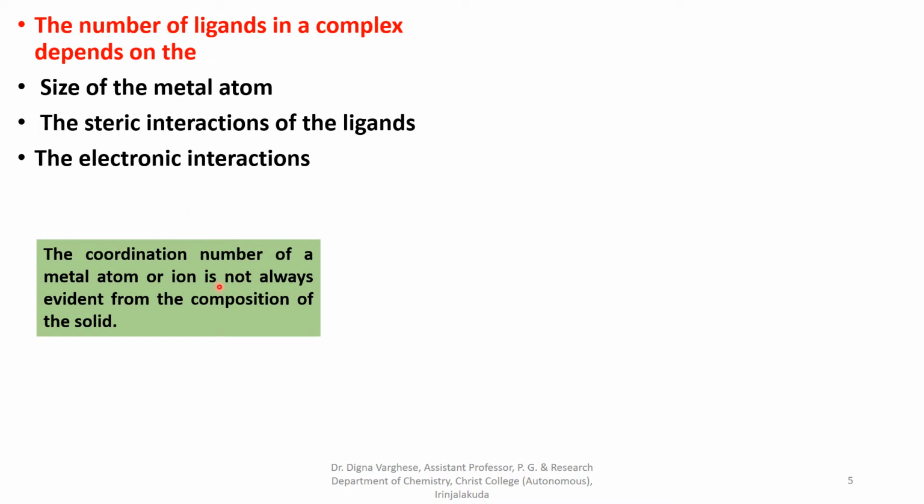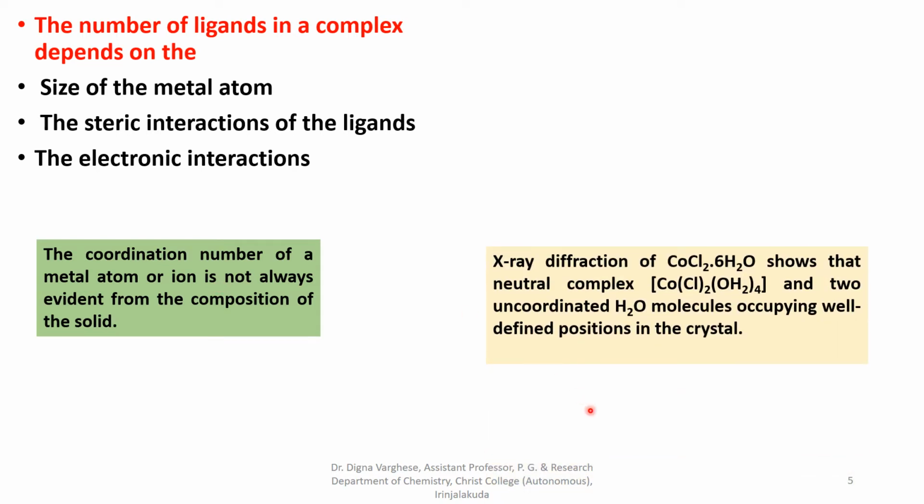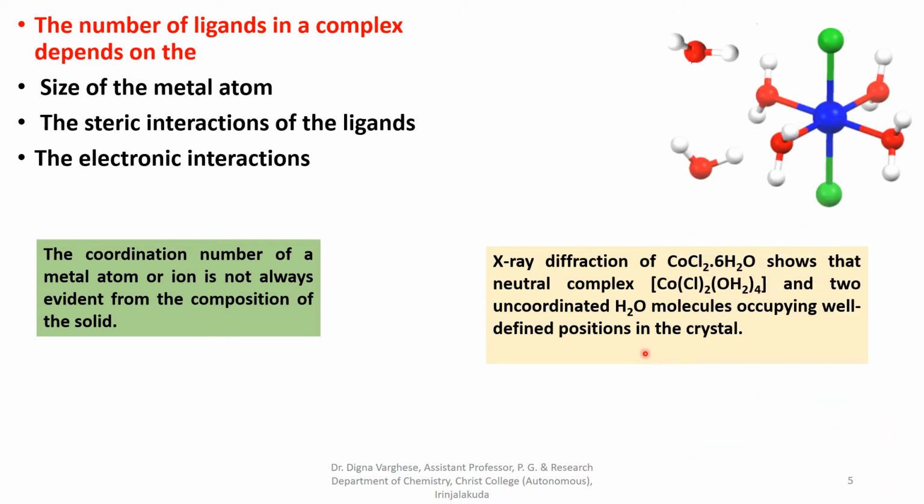The coordination number of a metal atom or ion is not always evident from the composition of the solid. For example, the X-ray diffraction of cobalt chloride 6H2O shows that it is a neutral complex whose molecular formula is CoCl2(OH2)4. In this particular complex, the coordination number of cobalt is 6 because it is attached directly to 2 chloride ions and 4 water molecules. So there are a total of 6 ligands attached to the cobalt atom and 2 uncoordinated water molecules.